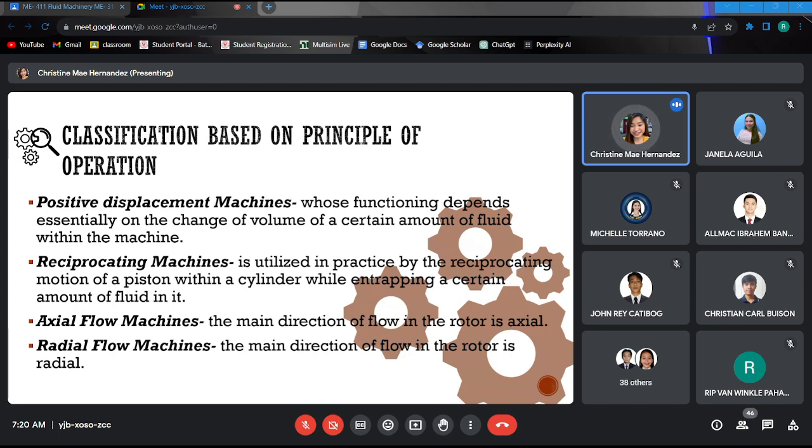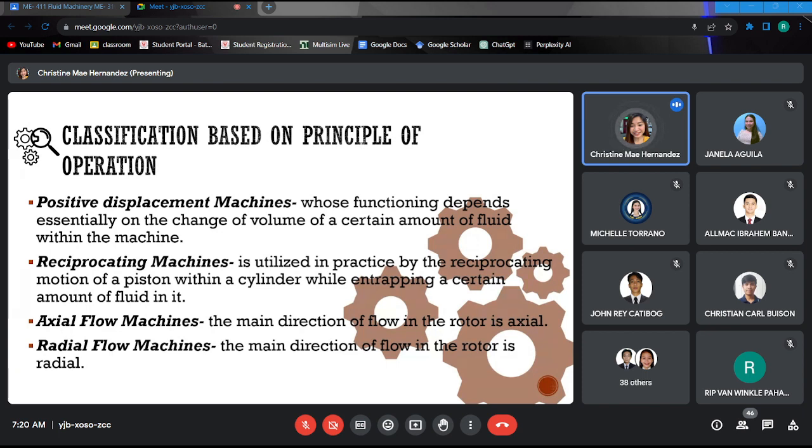So next is the reciprocating machine, which is utilized in practice by reciprocating motion of a piston within a cylinder while entrapping a certain amount of fluid in it. So therefore, the word reciprocating is commonly used with the name of the machine of this kind. So pag the machine producing mechanical energy, it is known as reciprocating engine, while the machine developing energy of the fluid from the mechanical energy is known as reciprocating pump or reciprocating compressor.